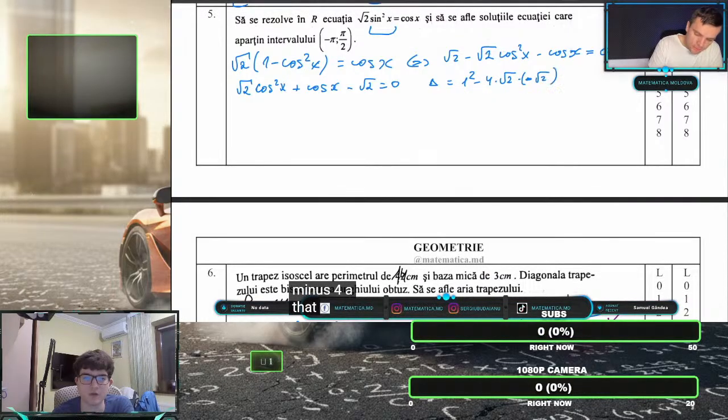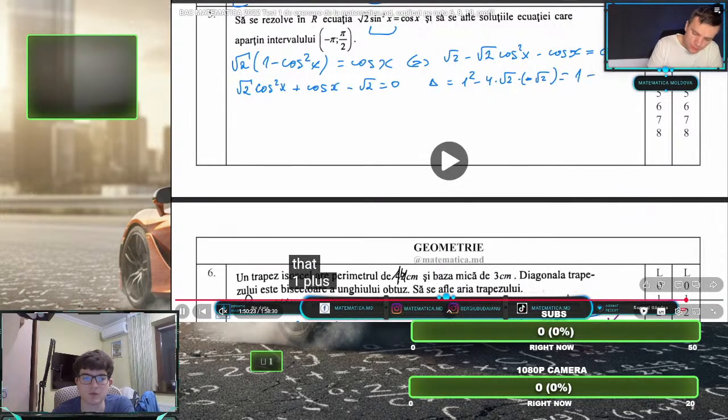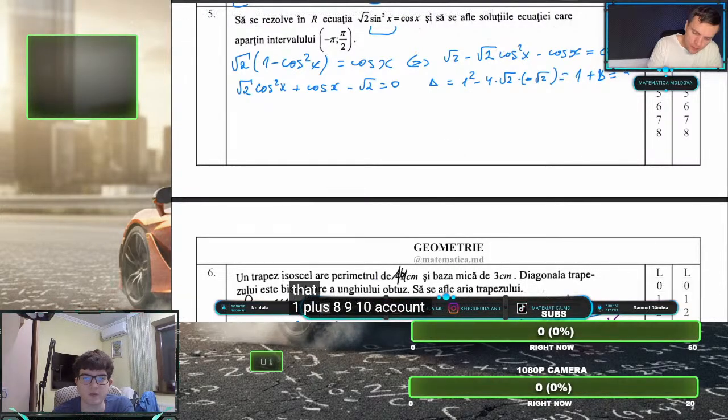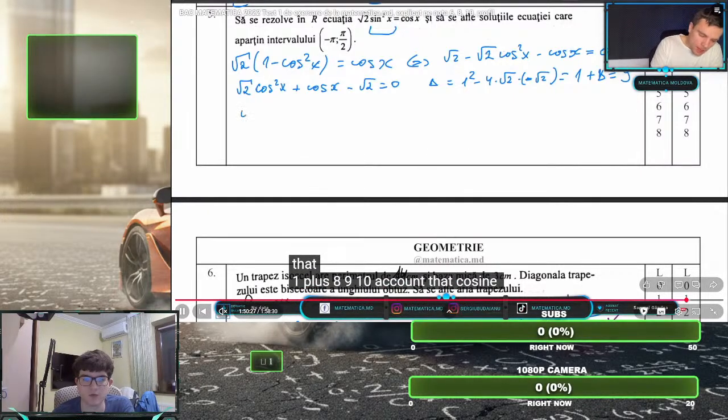So we're gonna do it like this, boom. Now we do delta. So we got 1 minus 4 times square root of 2 and minus square root of 2. So this is what we have. So after this, we're gonna have 9, and now we just solve.